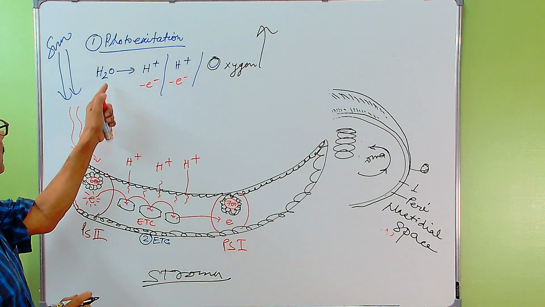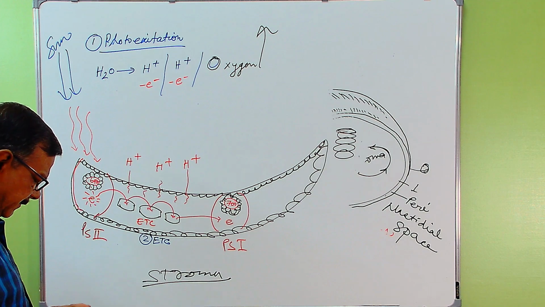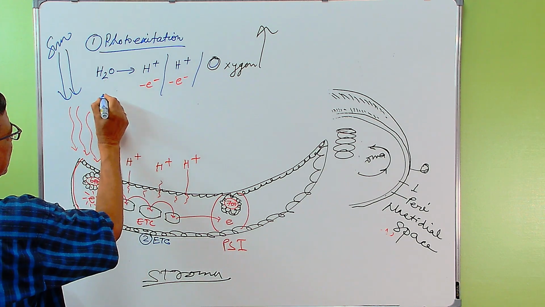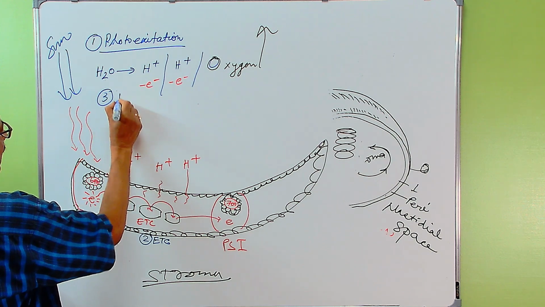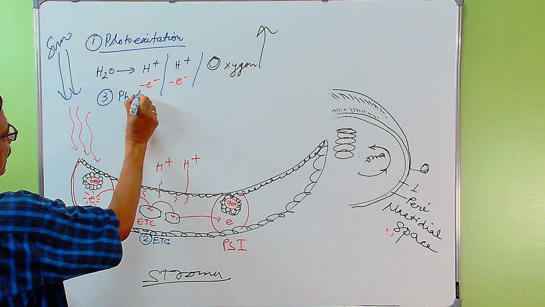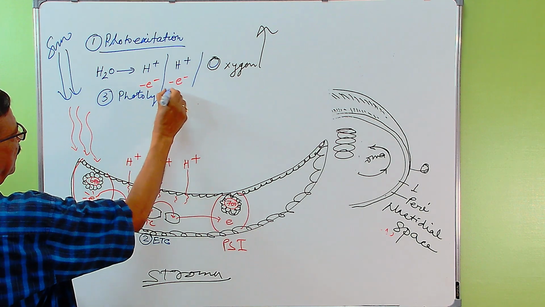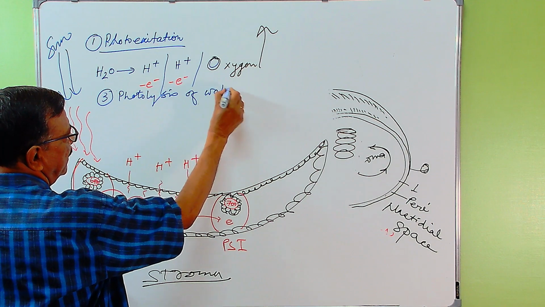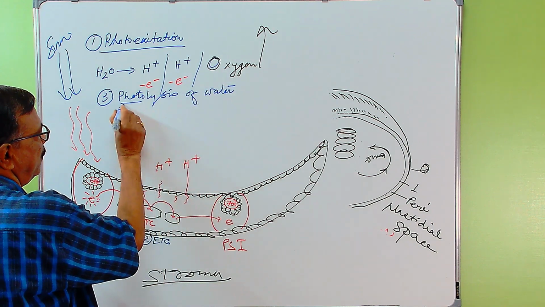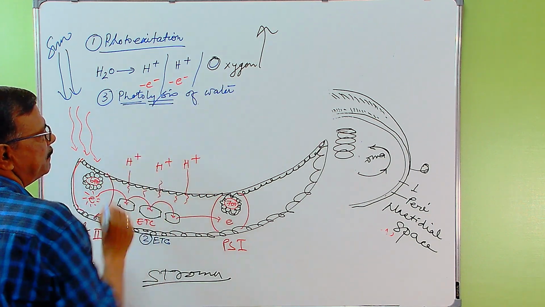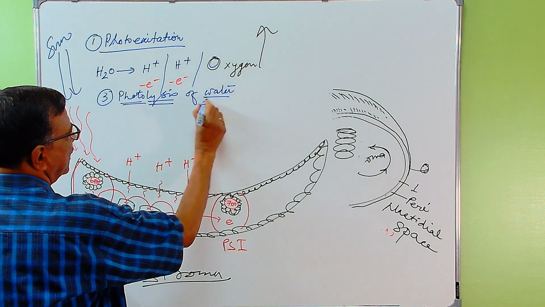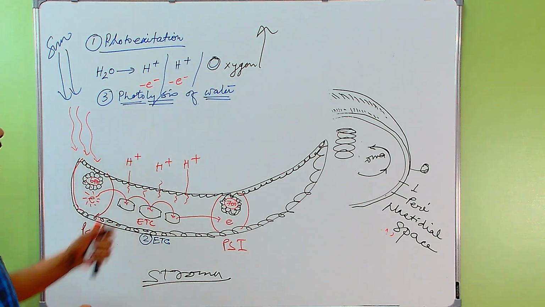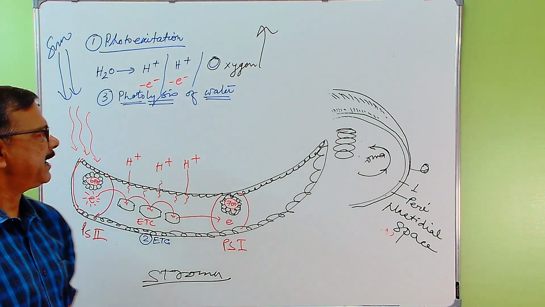And what happens? This reaction you will write first, second, third. Third one is, you write photolysis of water. With the help of photolysis, breakdown takes place of water. Water is broken down into H plus and H minus ion. Here this oxygen goes out finally.